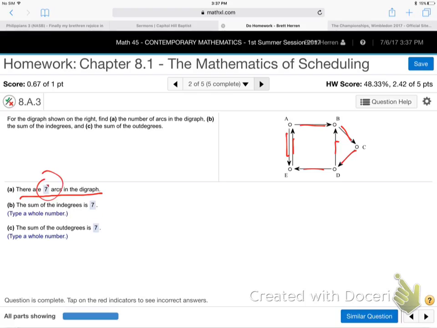And then it says the sum of the in degrees. Sum means adding up, right? So it wants you to go around and add up how many arrows pointing into A, for example? What's its in degree? 1 arrow pointing into A. How many arrows pointing into B? Over here to B, 2 pointing into B. How many arrows pointing into C? 1. How many pointing into D? 1. How many pointing into E? 2. Add those up. 1 and 2 is 3, and 1 is 4, 5, 6, 7.